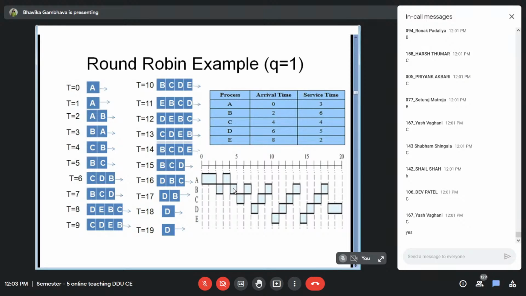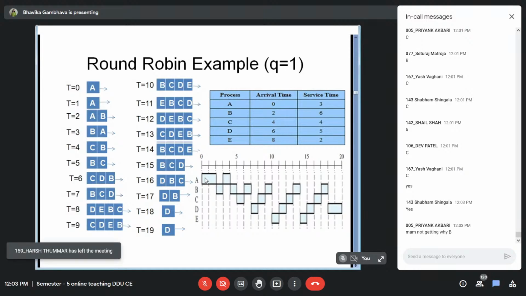Shubham, is it okay that here it should be B and not C? Okay. See, here A is the only process in the queue. At time equal to 0, A is the only process. And then when it is time B, then B arrives as well. So we will give chance to B.